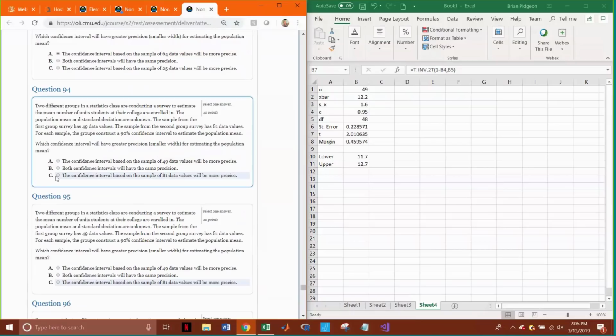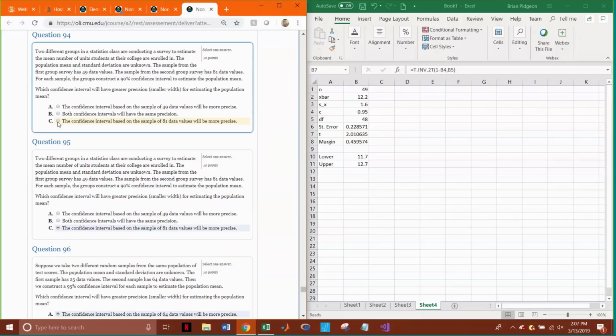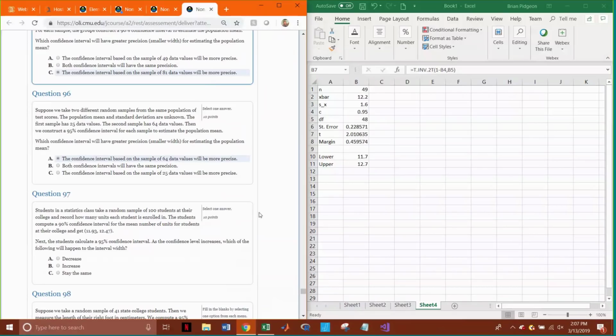Why did this one keep going away? 81, 81. That's weird. My answer for 94 keeps disappearing. None of my answer choices are saving now. All right, something's wrong with 94 and 95. They're the same question, so we're just going to ignore it, and I'll get one of them wrong. That's fine. 96. The confidence interval for a sample of 64 will be more precise.